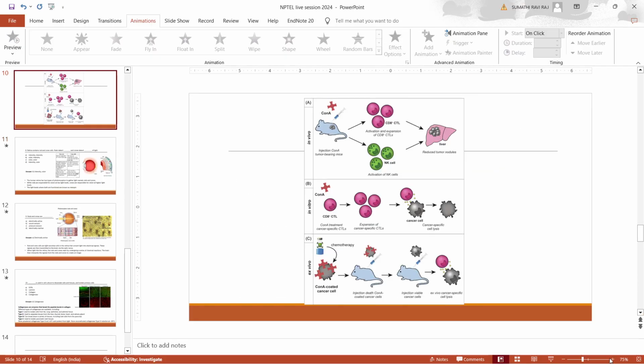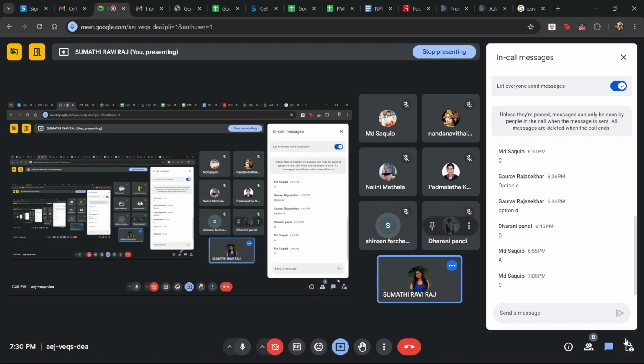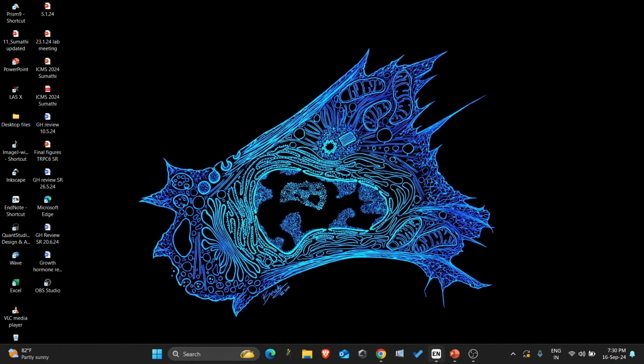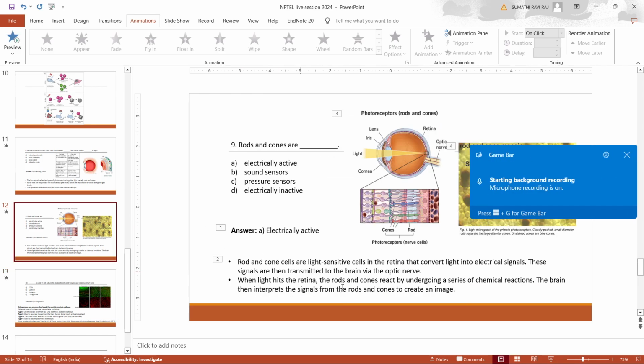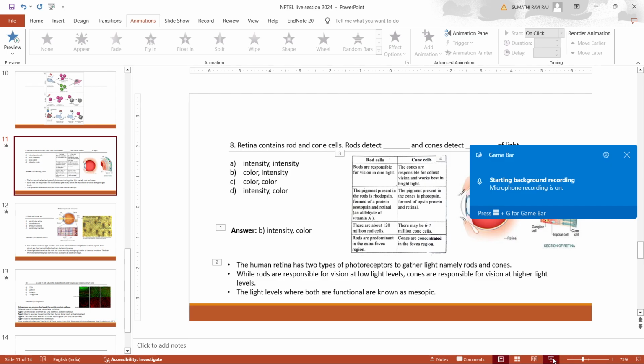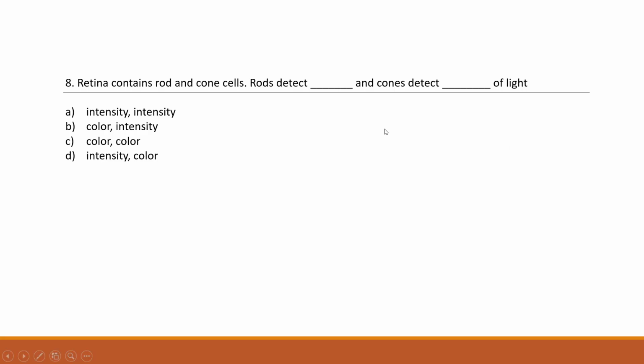Please answer. Option D. Option D. Option D. One second. There is some internet issue. So you guys said option D. That means rods detect intensity and cones detect color, right? Yes. So this is a typo. It's D. So it is intensity and color.